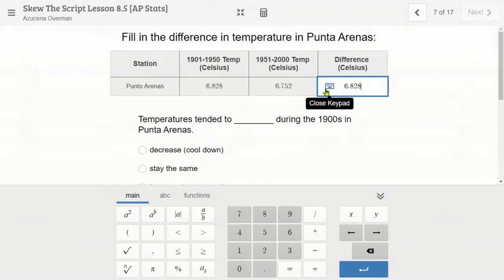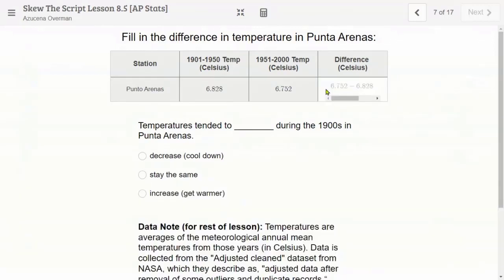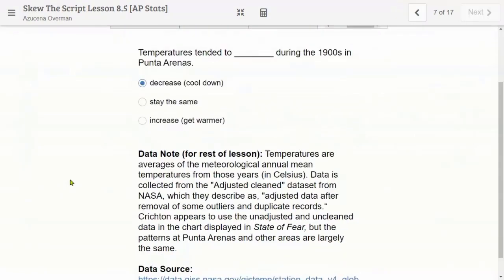So if I actually went ahead and subtracted this, 6.752 minus 6.828, I'm going to do after minus before. After minus before gives you the direction of change. And the answer is negative 0.07. So it looks like it was decreasing, right? So it looks like it's decreasing.